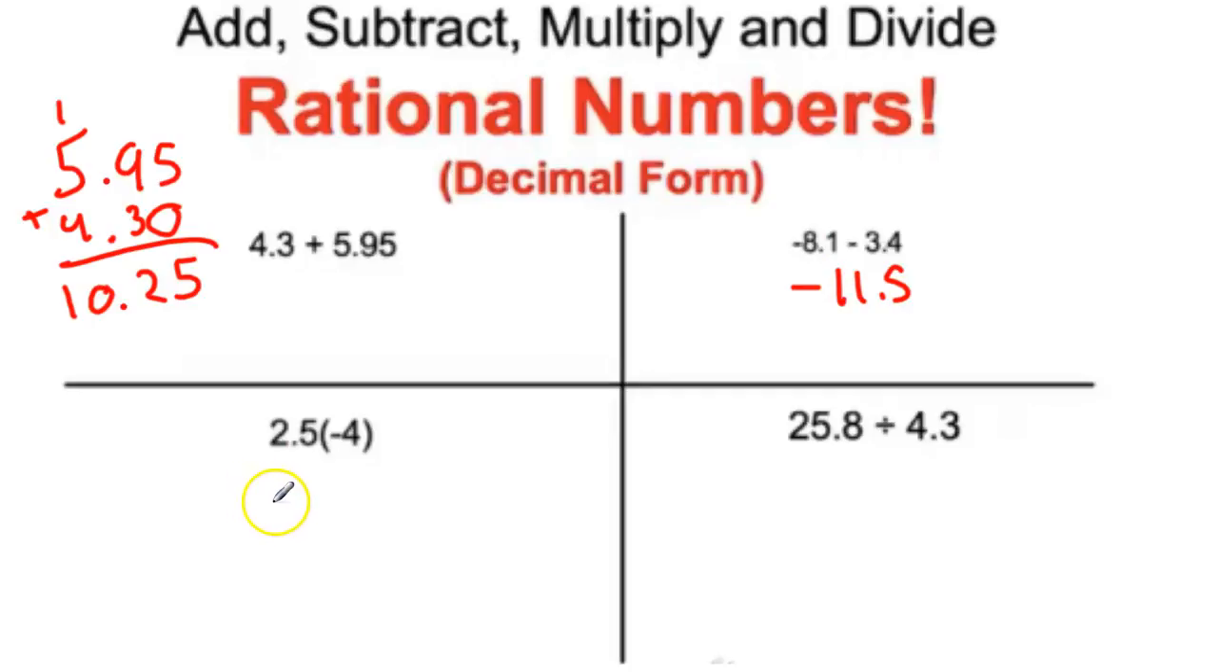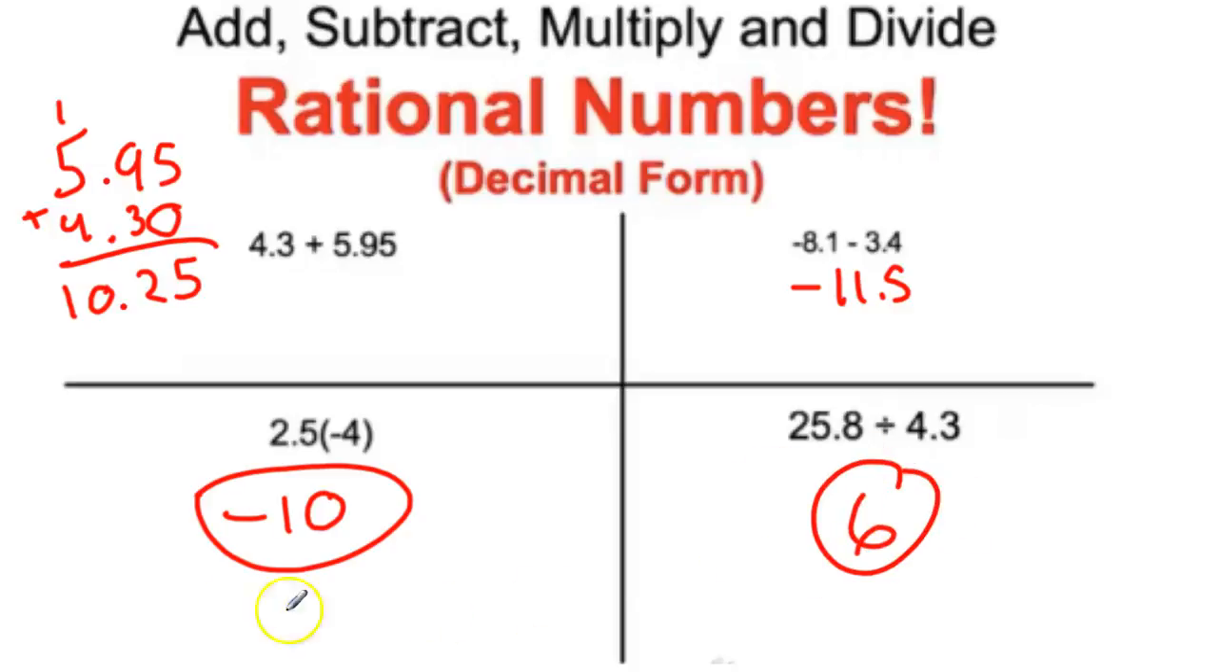Alright, over here, 2.5 times negative 4. When you're multiplying and you have one negative number, your answer is going to be negative. So I'll start with that, and then I'll stick it in my calculator. 2.5 times 4, and I got negative 10. Ooh, we got some decimals over here. You can do this the long way, but it's much easier to put in your calculator. So I'm going to write 25.8 divided by 4.3, and I got 6. Perfect.